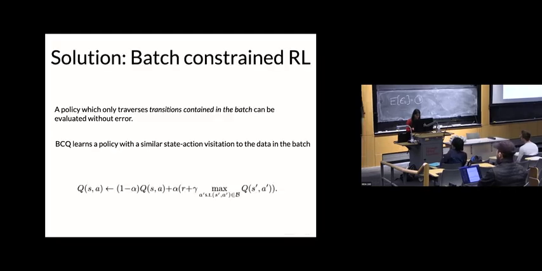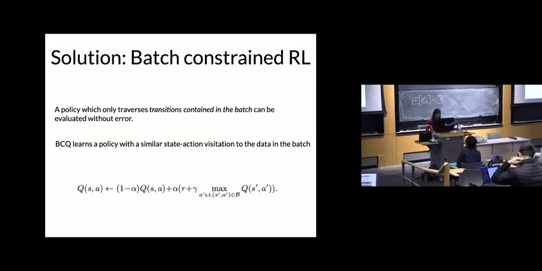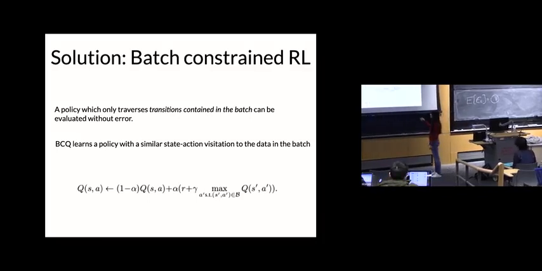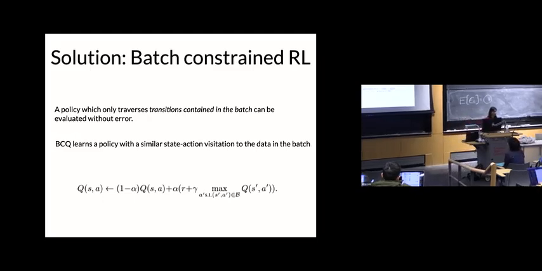So what is the solution? The solution is as follows. Instead of the standard way of updating your Q, you're going to do argmax, not across all possible actions, but only across the S prime and A prime that are a part of your replay buffer. All right, is that clear?